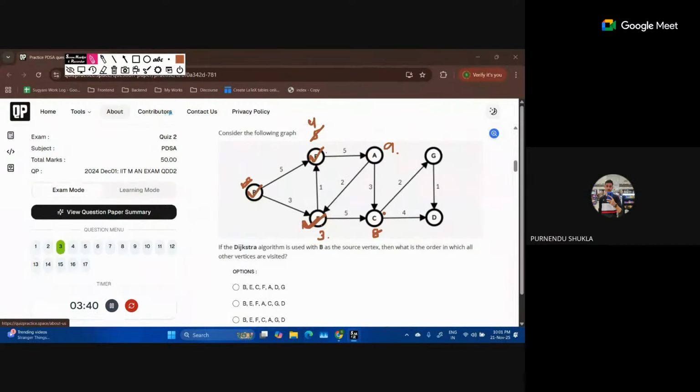Ma'am, from A, you are visiting C? No, I am saying from C, what are the out edges from C. Okay, C is before A, so yes, okay, makes sense. So from C, the out edges are 2 and this.